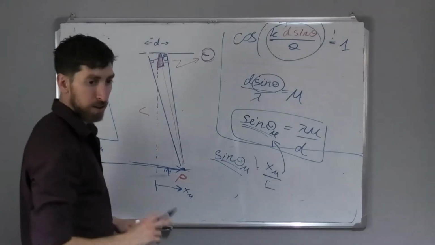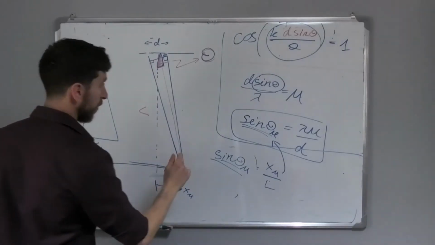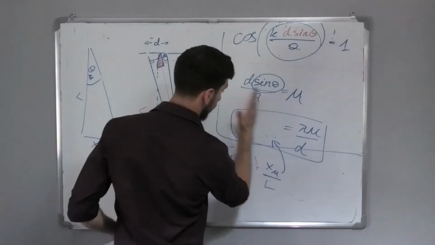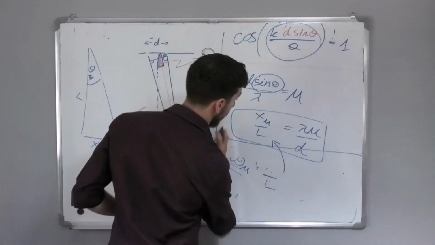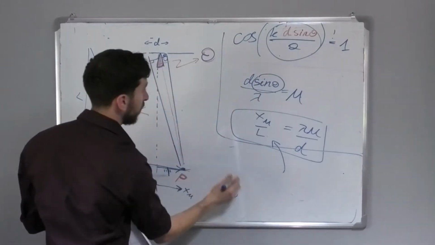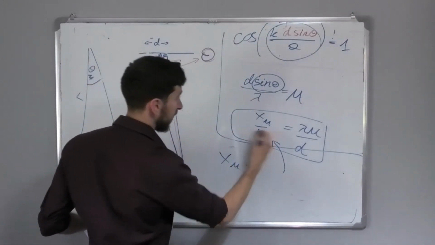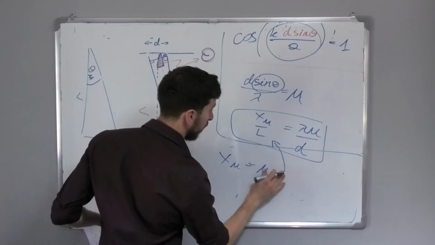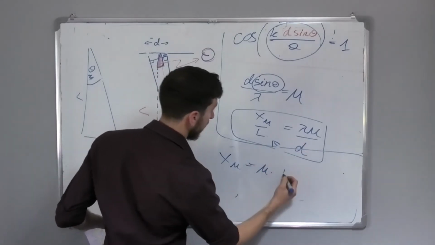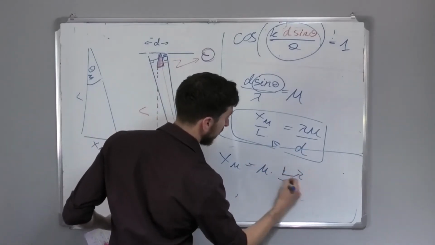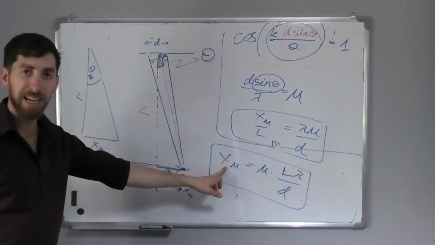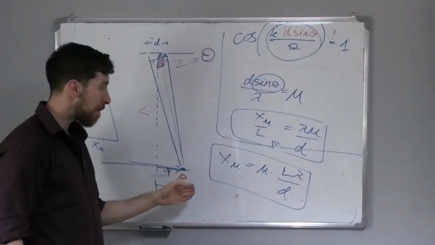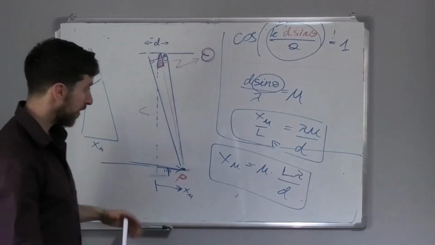And where is it? So let's clean the board. So this one I can change it to put xm over L, right? And then I'm gonna get the final result, which is xm is actually equal to m multiplied by L lambda divided by d. Perfect. So right now I know all the places that are gonna observe maximum. Okay? You know what? Let's calculate it.